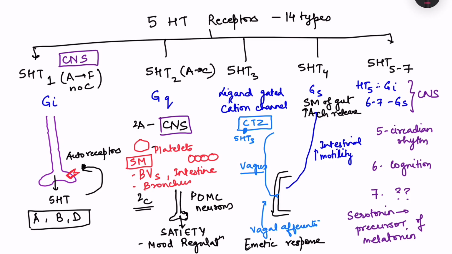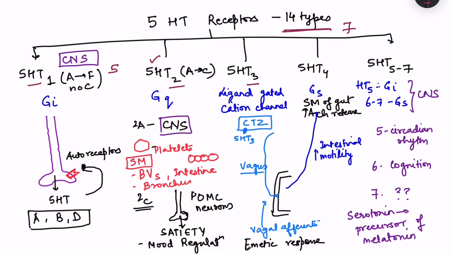Moving on to the different types of 5-hydroxytryptamine receptors. Well, there are 14 types of receptors. Broadly, it is 7 types. Okay, so we have 5-HT1, 5-HT2, 5-HT3, 5-HT4 and 5-HT5, 6, 7 receptors. And among this, again 5-HT1 has 5 types of receptors, 1A, B, D, E, F. 1C is not there because the C has actually come into the 5-HT2 receptor. Then we have 5-HT2 receptors, that is A, B, C.